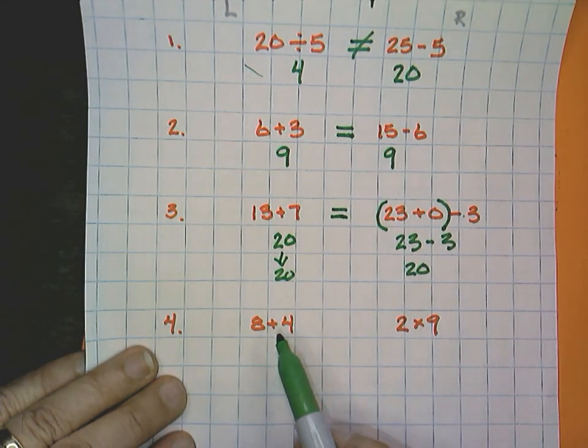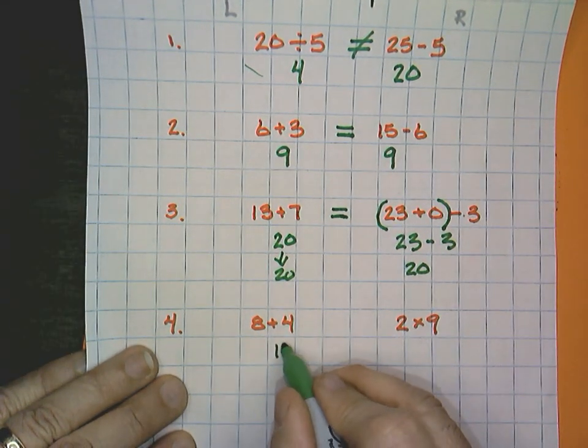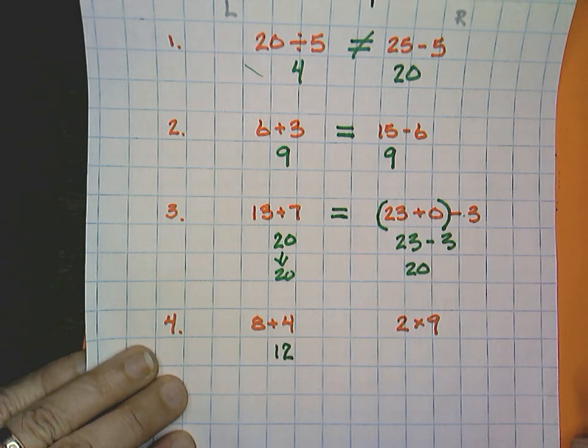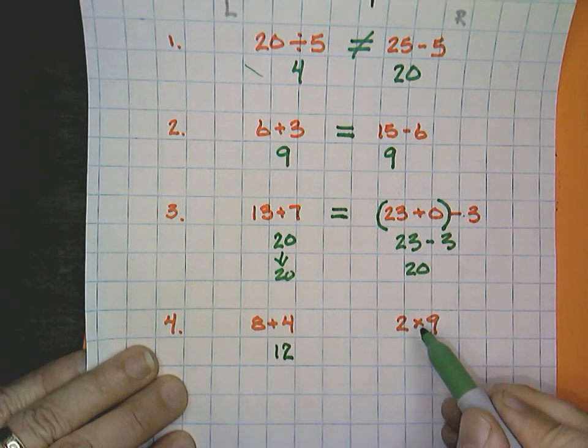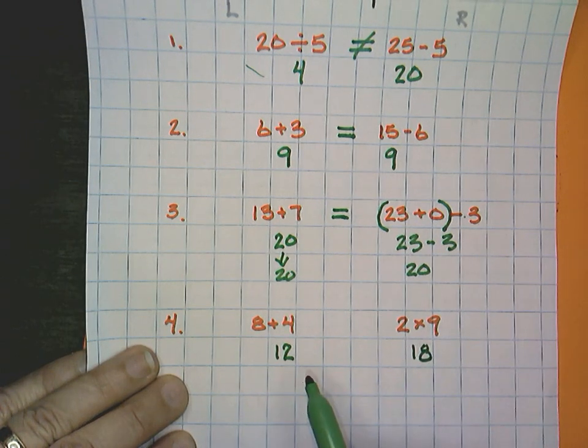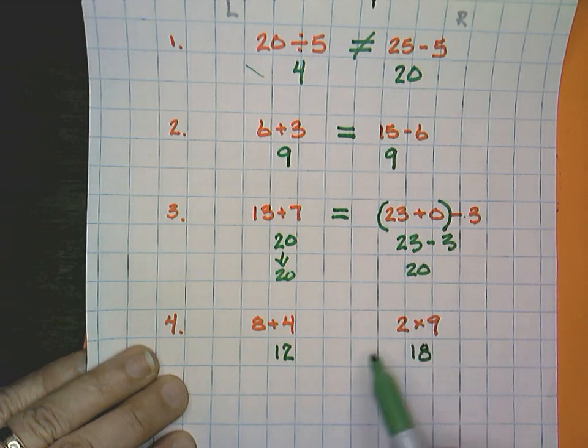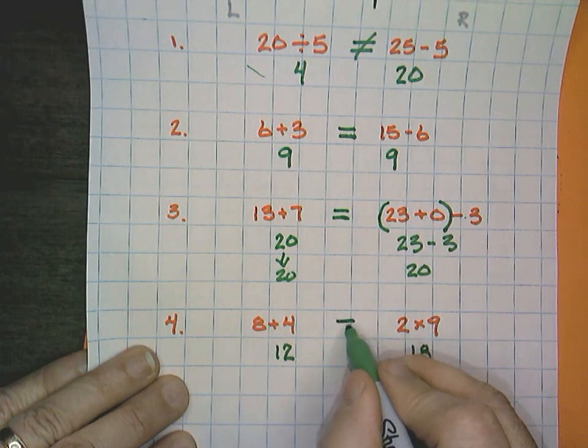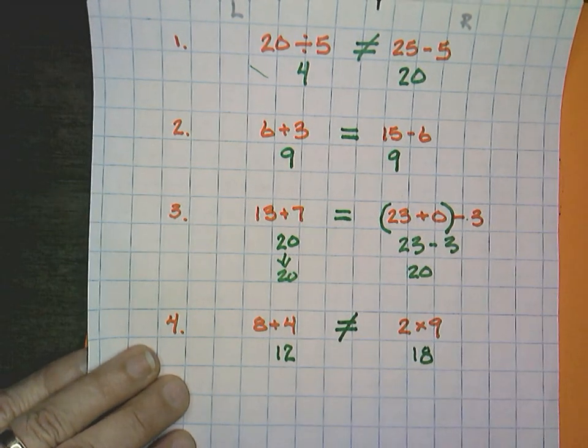Last easy one, number 4, 8 plus 4, that would be 12. On the right, 2 times 9 is 18. When I compare left and right, they are not equal, so I would use my not equal sign.